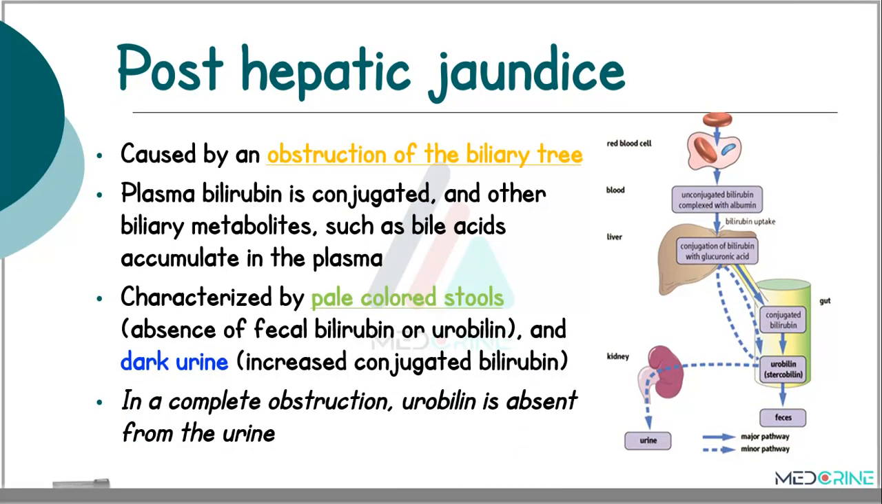And lastly, we have posthepatic jaundice, which is caused by obstruction of the biliary tree. Plasma bilirubin is usually conjugated in these cases, and other biliary metabolites, for example bile acids, accumulate in plasma. And this one is characterized by pale colored stools because there is absence of fecal bilirubin or urobilin, and the urine will be dark colored because it has increased conjugated bilirubin. And in a complete obstruction, urobilin will be absent from urine.